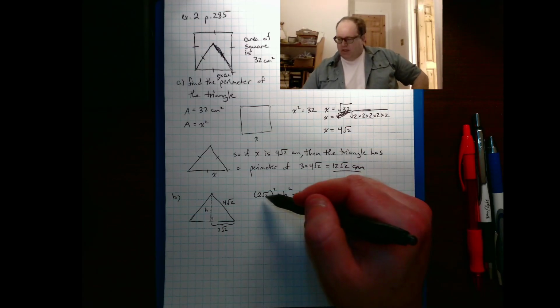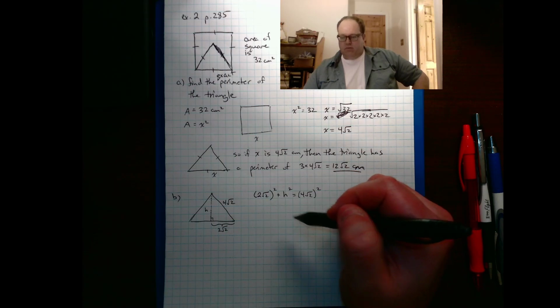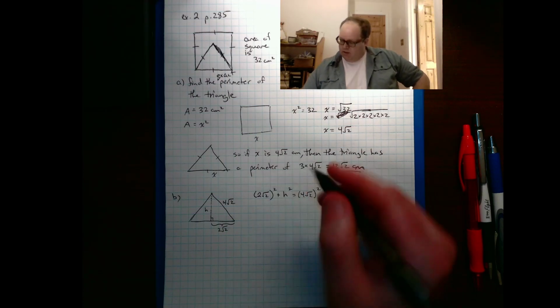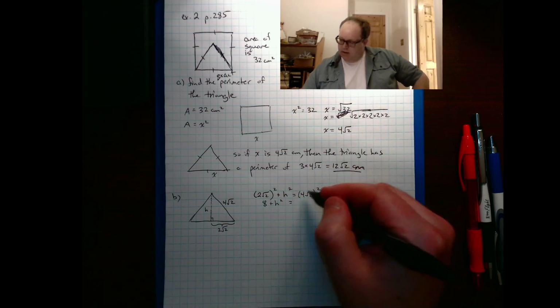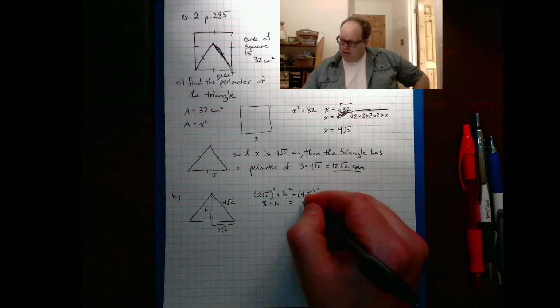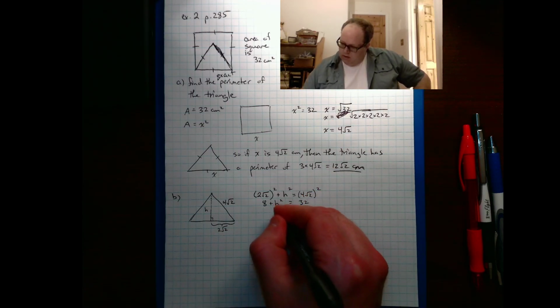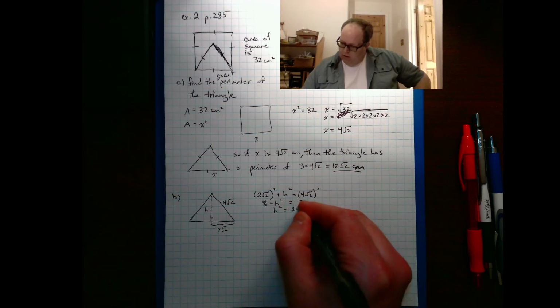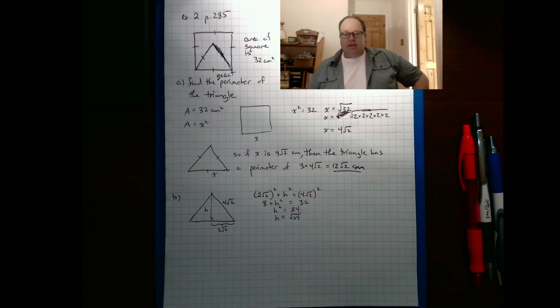So then I ask myself, what's 2 root 2 squared? Well, 2 squared is 4. Root 2 squared is 2, so this works out to 8. Similarly, 4 squared is 16. Root 2 squared is 2. And 2 times 16 is 32. So h squared equals 24. So h equals root 24. Again, technically that should be plus or minus root 24, but the negative again, it would be unphysical.